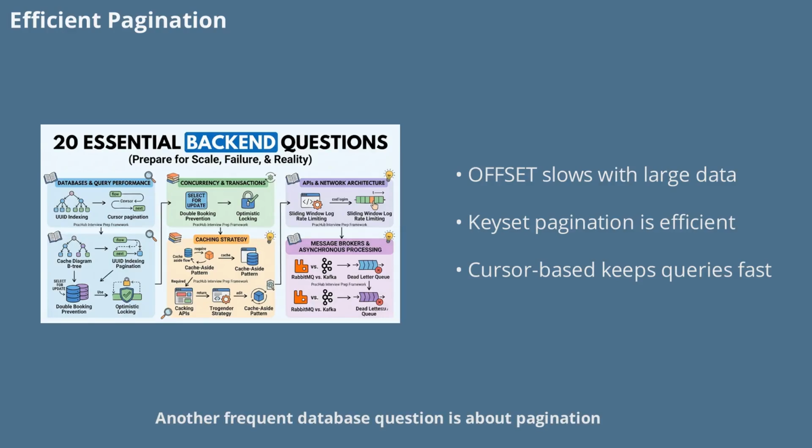Another frequent database question is about pagination. How do you paginate through 50 million rows without using offset? Offset and limit work for small datasets, but as you go deeper into the pages, the database has to scan and discard more rows, making queries slower. Keyset pagination, also known as cursor-based pagination, keeps query times consistent regardless of page depth. Knowing how and when to use this approach is a key skill for any backend engineer.